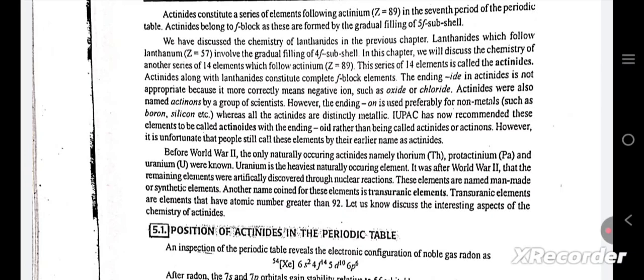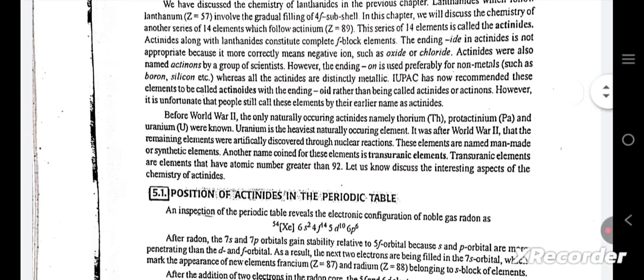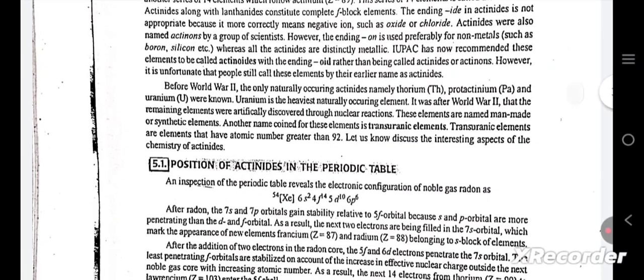Lanthanides, which follow lanthanum, involve the gradual filling of the 4f subshell. In this chapter, we will discuss the chemistry of another series of 14 elements which follow actinium. This series of 14 elements is called the actinides. Actinides, along with lanthanides, constitute the complete f block elements.